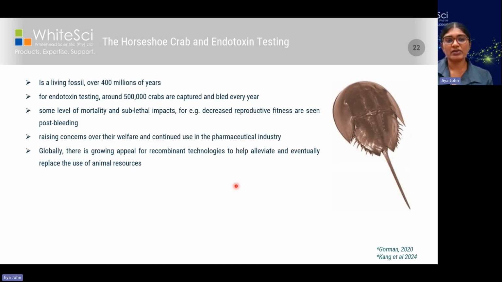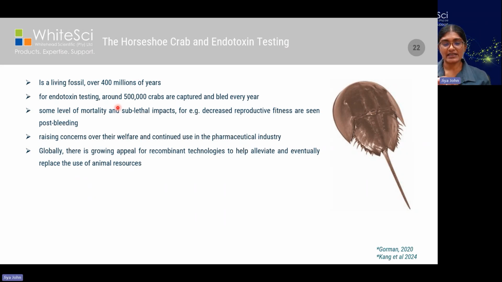So what is happening with the horseshoe crab? The horseshoe crab is a living fossil. It has been living for over 400 million years. It does not have any natural predators, so it didn't really have to undergo much evolutionary change. From the get-go, it has not had to go through many changes. That is why it is called a living fossil.